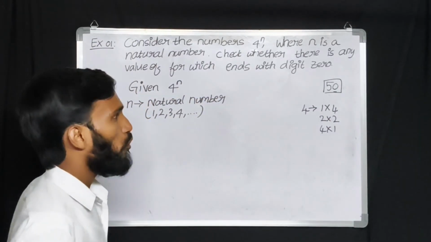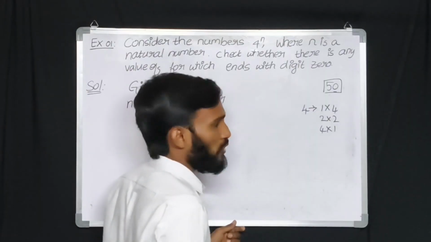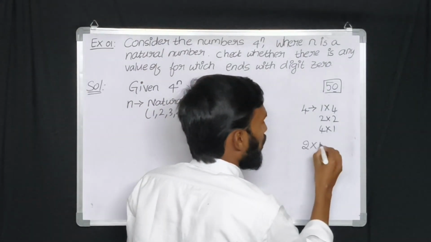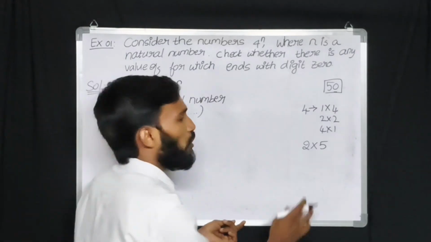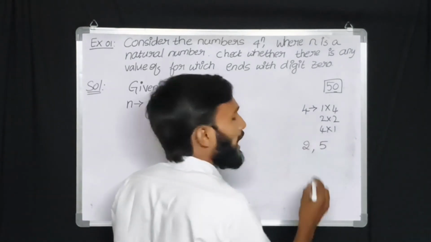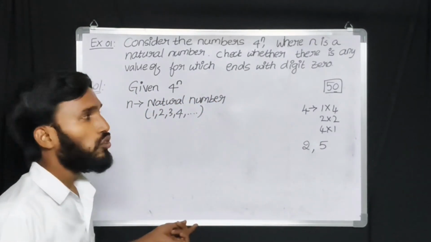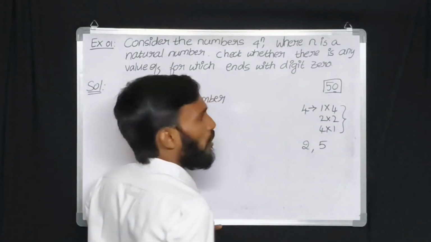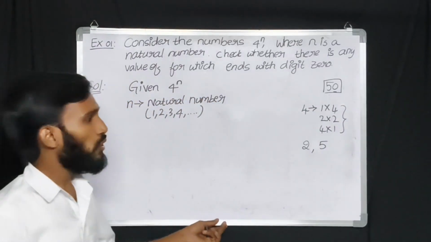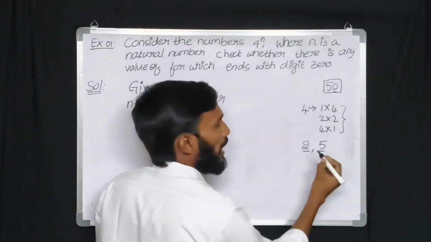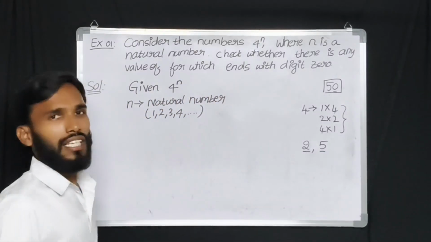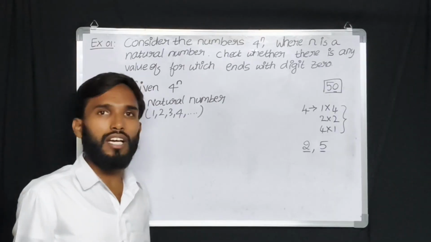No, absolutely no. Why? Because to end with 0, we should have the factors 2 or 5. Then only we will be able to end the number with 0. So that is what here the factors of 4 are 1, 2, 4. So here 2 is there but 5 is not there. So that here no value is there for 4n to end with 0.